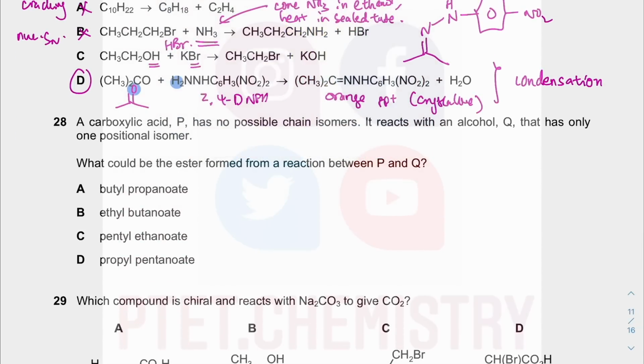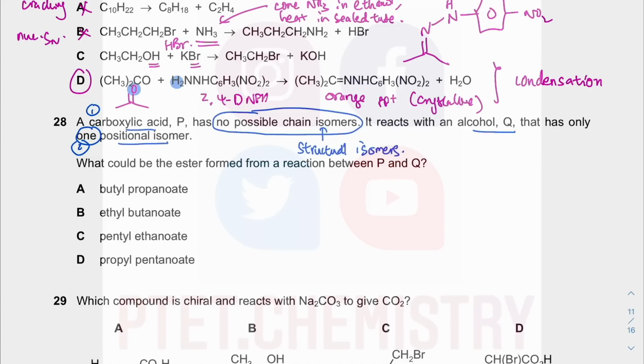Question 28. A carboxylic acid has no possible chain isomer. So chain isomer is a branch versus straight chain kind of thing. That comes under structural isomerism. It reacts with an alcohol Q that has one positional isomer. So two important pieces of information there. The carboxylic acid has no chain isomer, but the alcohol Q has only one positional isomer. Position means like 1-chlorobutane, 2-chlorobutane, something like that.